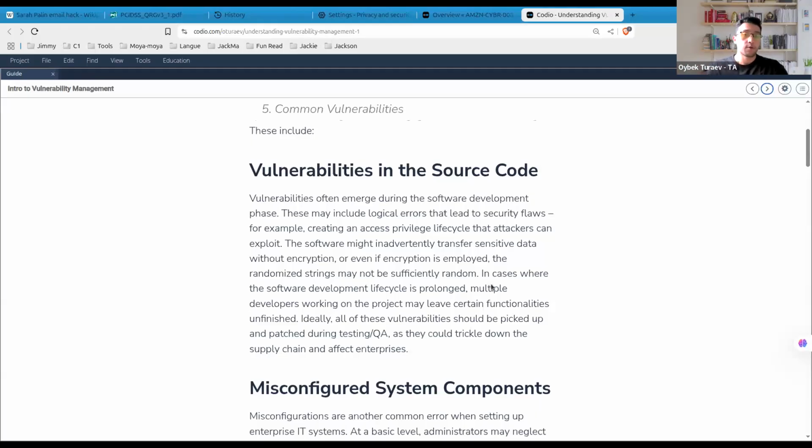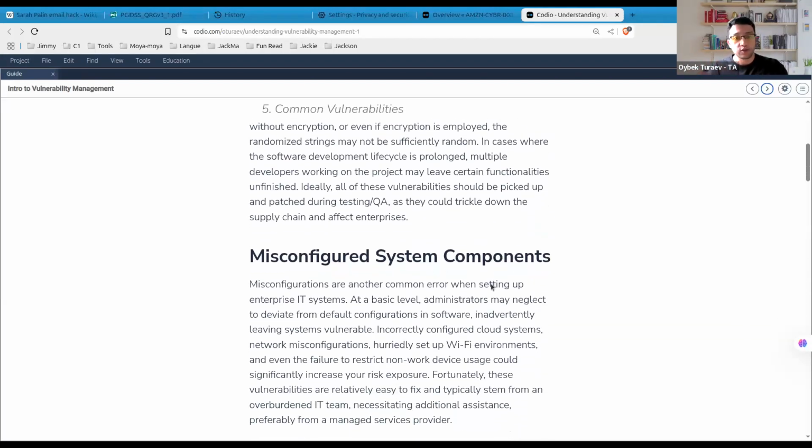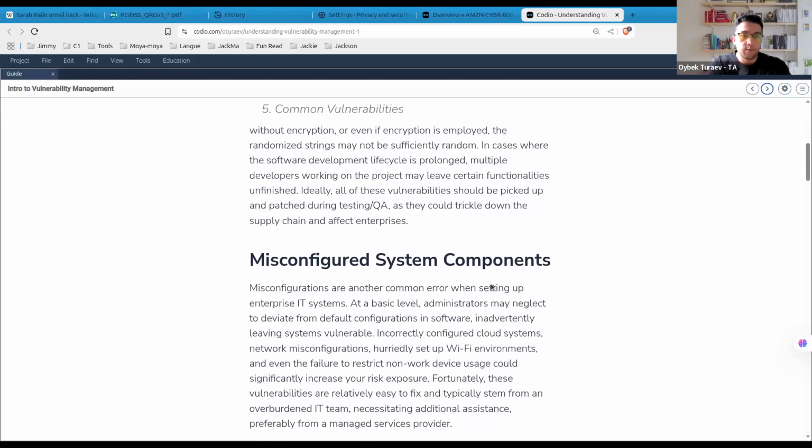So that's, for example, one case of how vulnerabilities in source code can be problematic for us. As a result, they're going to be a problem for the supply chain and affect enterprises. And how are we going to fight against coding-based problems as a defensive method? We can run tests during testing and QA. QA means quality assurance.